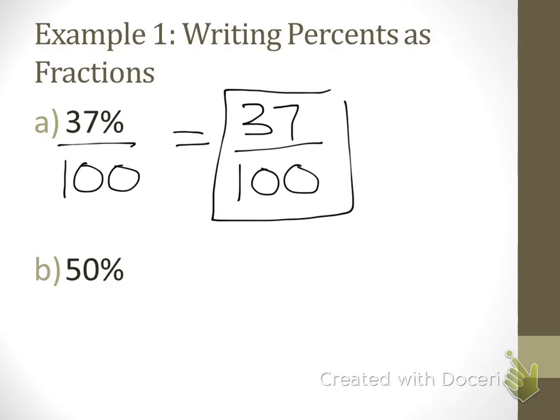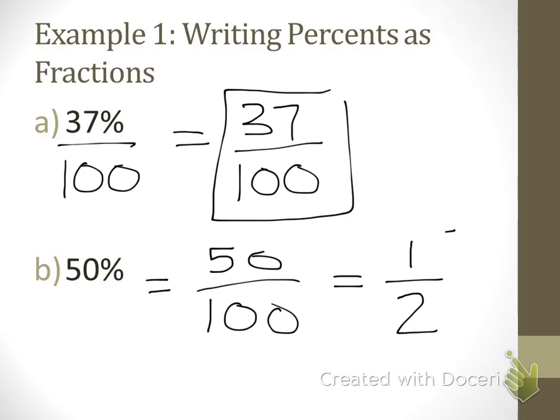Now, 50%. In this case, I would write it 50 over 100. And in this case, I can reduce it to what? 1/2. Okay, and that would be my final answer. Anytime you're writing percents as fractions, you want to reduce to simplest form. All right, so it's basically just write it over that number over 100 and reduce it where possible.